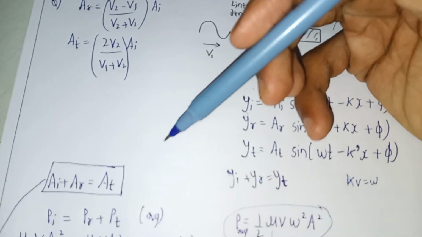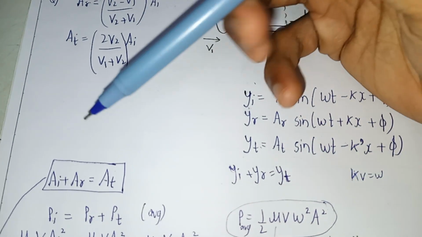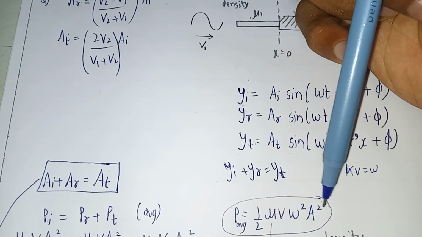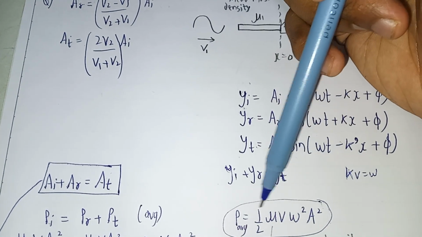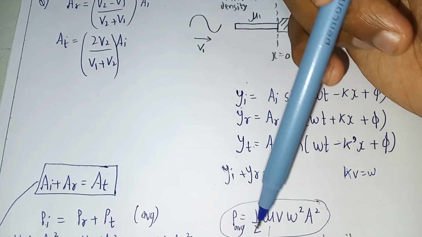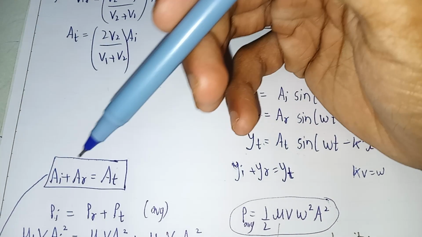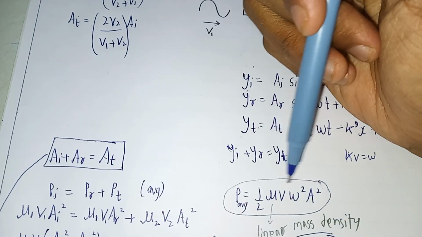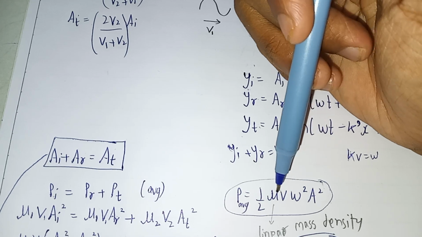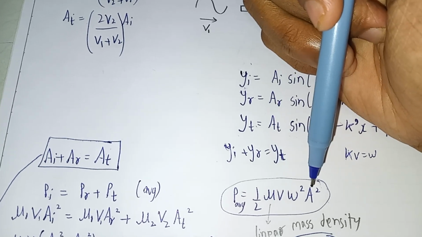Now hereafter we will look into the equations of power. You know that the average power formula is half mu v omega square A square. I have derived it in previous videos. You can check in the comment section for the derivation. Now you know half omega square is constant and hence it can be cancelled from all, and you will be left with mu v A square.